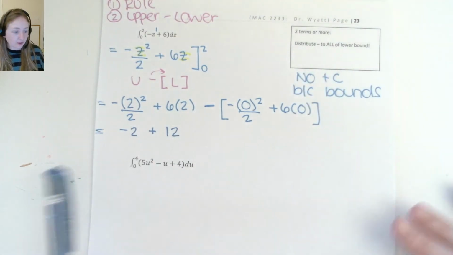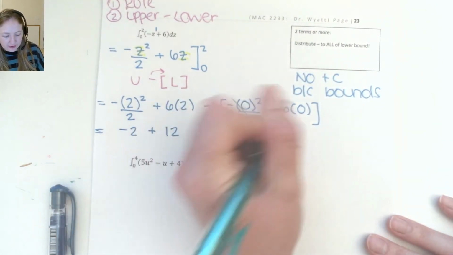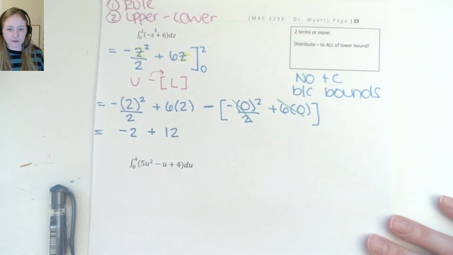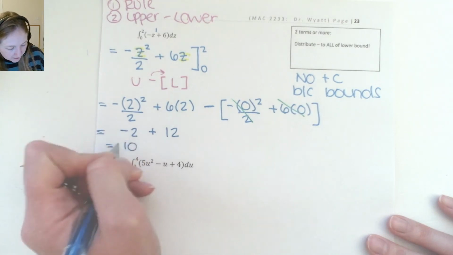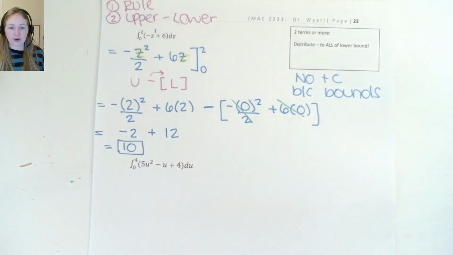And then in this particular problem, the 0 squared goes to 0, the 6 times 0 goes to 0. So it's just going to be negative 2 plus 12, and that will give us 10 as our definite integral. So the final answer is just 10. That's all you need to plug in.